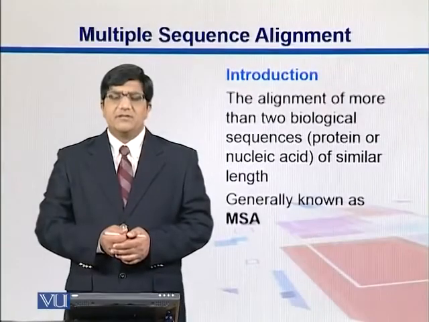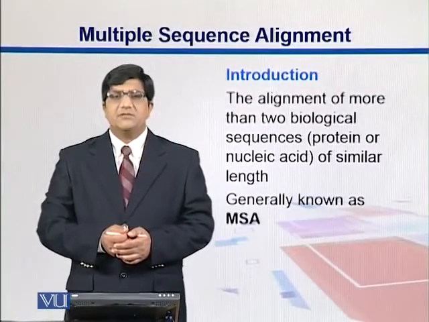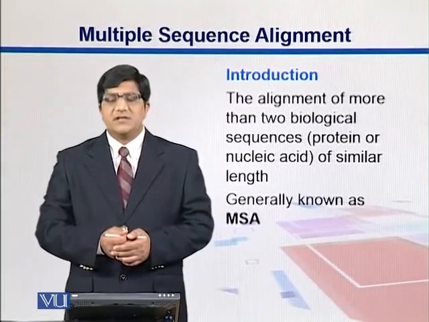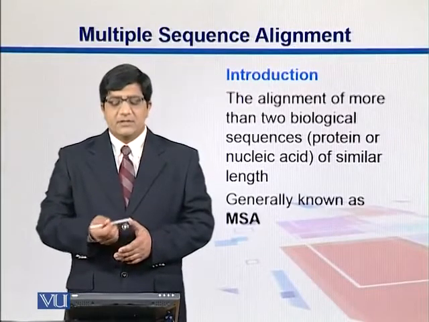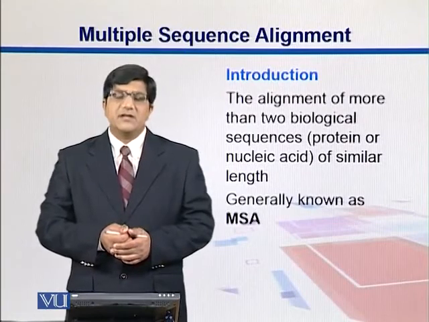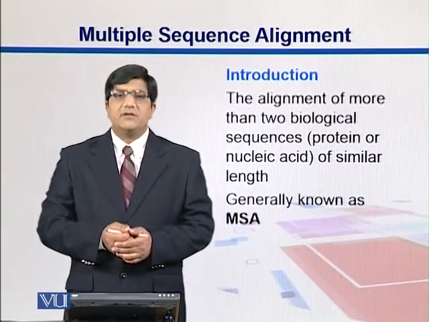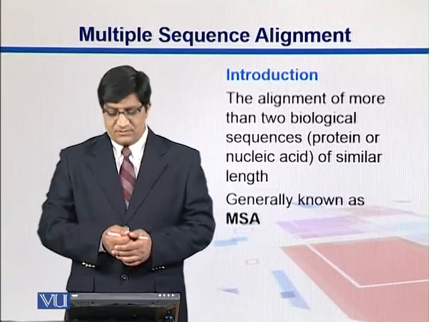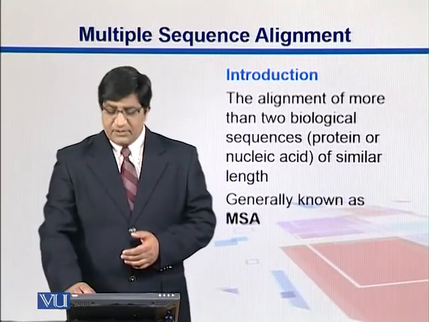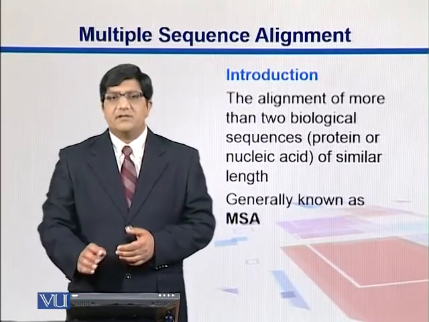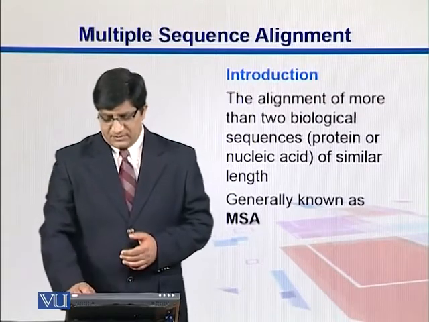So we have seen pairwise alignment where we align two sequences. That's called pairwise alignment or pair alignment. Now we will look into multiple sequence alignment, so that is the alignment of more than two sequences. It's commonly known as MSA, abbreviated for multiple sequence alignment.